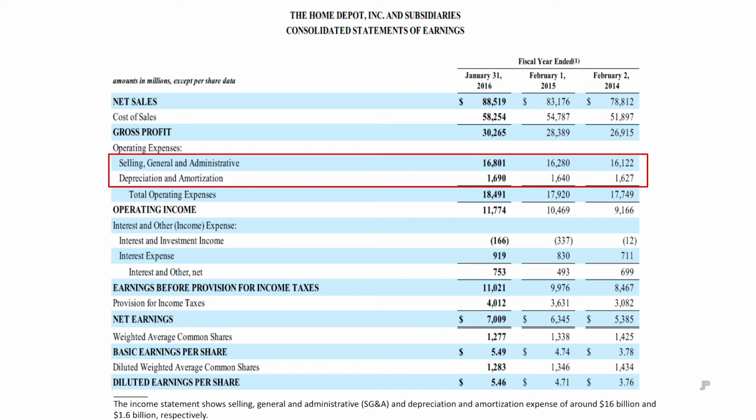The income statement shows selling, general, and administrative expenses, SG&A, and depreciation and amortization expense of around $16 billion and $1.6 billion respectively for 2016, 2015, and 2014. The SG&A number includes a hefty rental expense for operating leases. The footnote tells us $868 million for 2016. And the depreciation amount includes depreciation on buildings accounted for as capital leases.